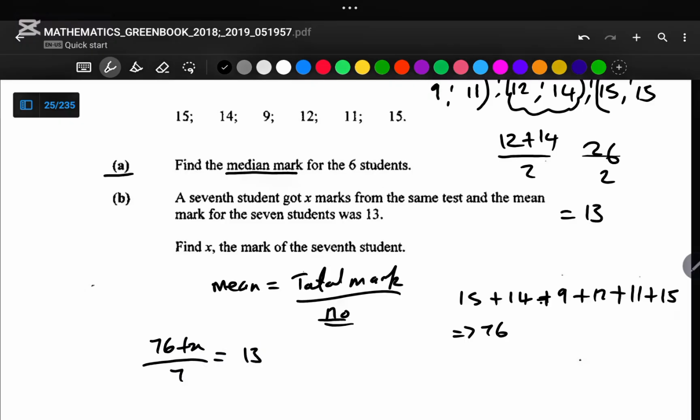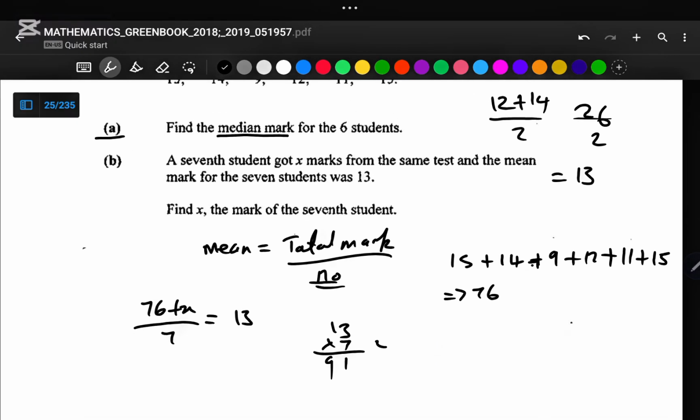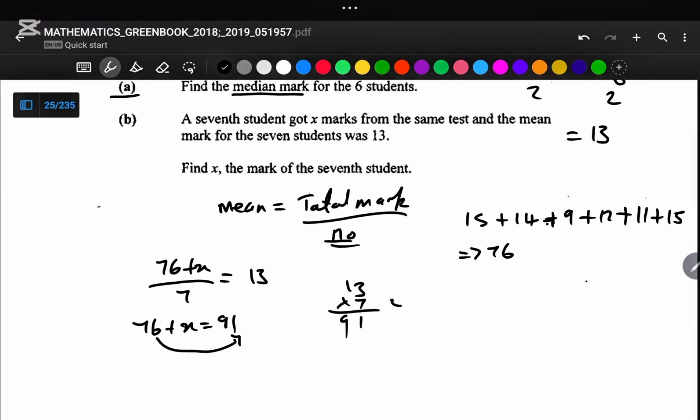and we are told that it is equal to 13. So let us multiply 13 by 7. What is 13 times 7? It gives us 91. Okay, so 76 plus x is equal to 91, and if we shift this 76 to this side, it will be negative. Therefore x will be 91 minus 76.